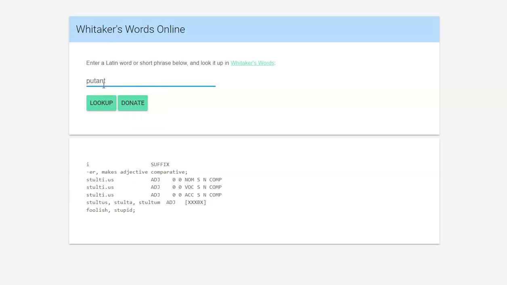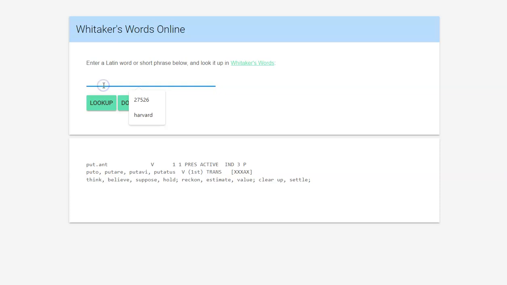So again, if we're not sure about this, we have to take our time. Everybody's in a hurry, I know that, but that's not how learning happens. So we have to look this up here. So putant, puto, putare, putavi, putatus: to think, believe, suppose, hold, reckon, estimate, value, clear up, settle. So you could use any of these: think, believe, suppose, hold. I don't know about reckon. That sounds too calculating for Cicero's language. So I'd go with one of the first, probably first two, but all four of these are sensible.